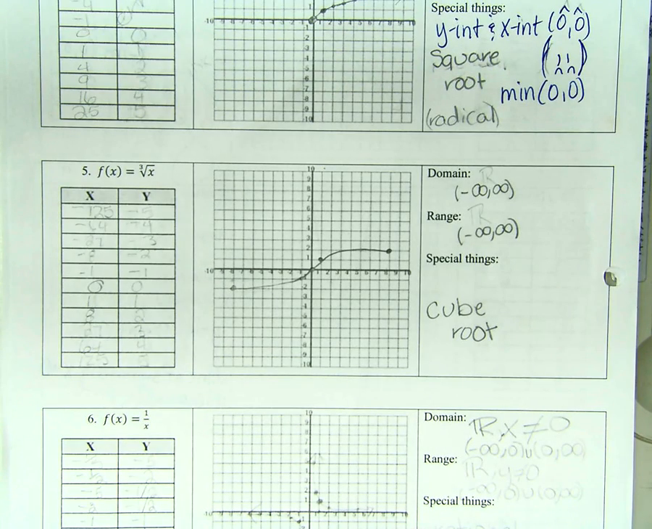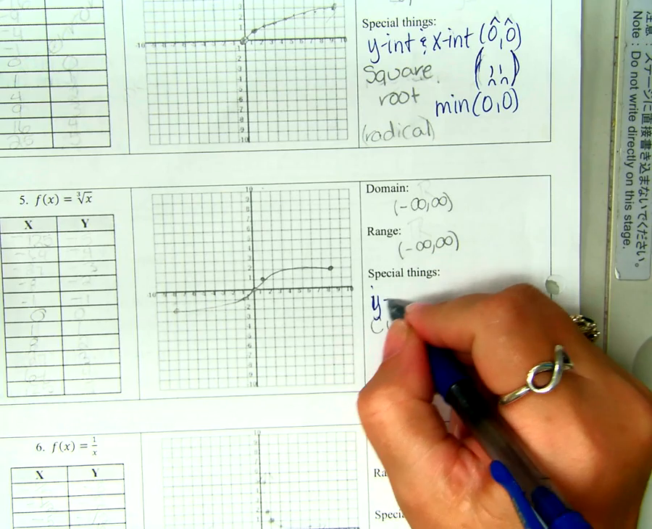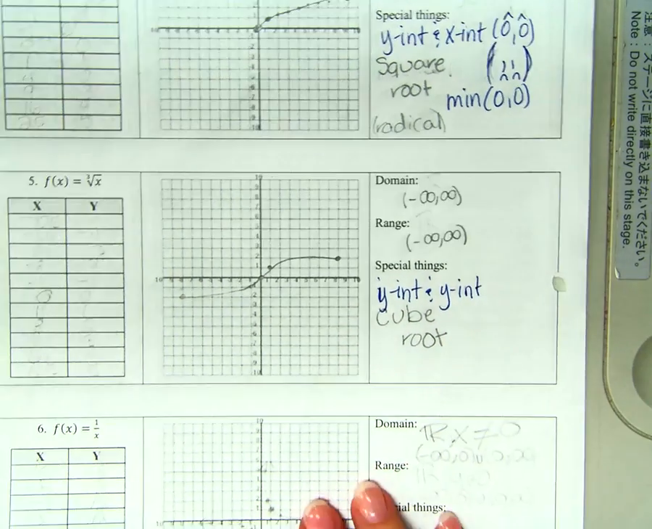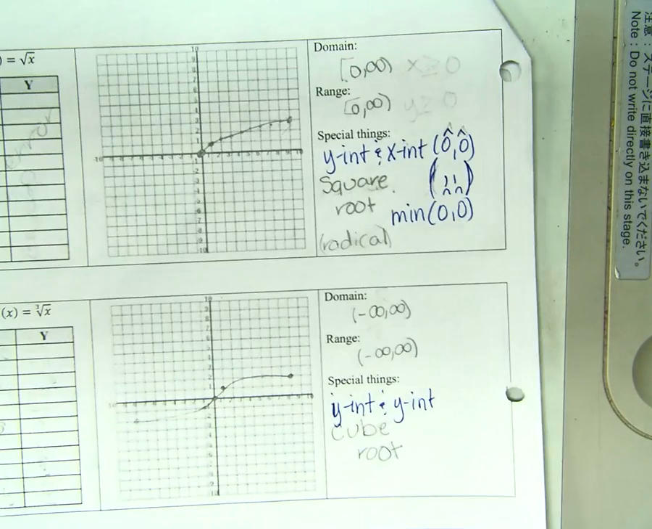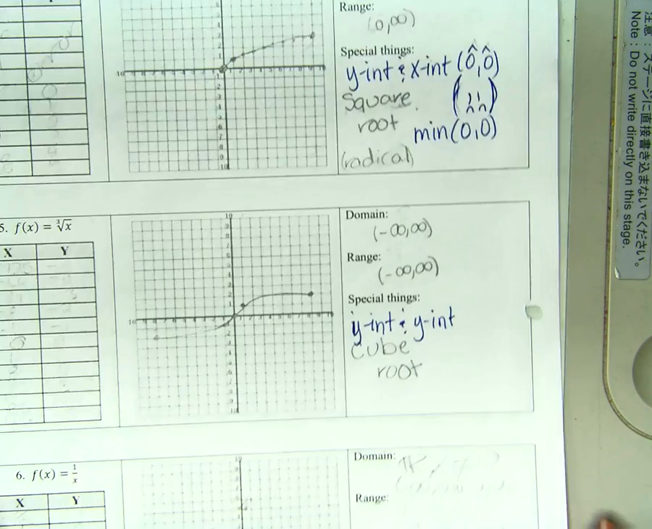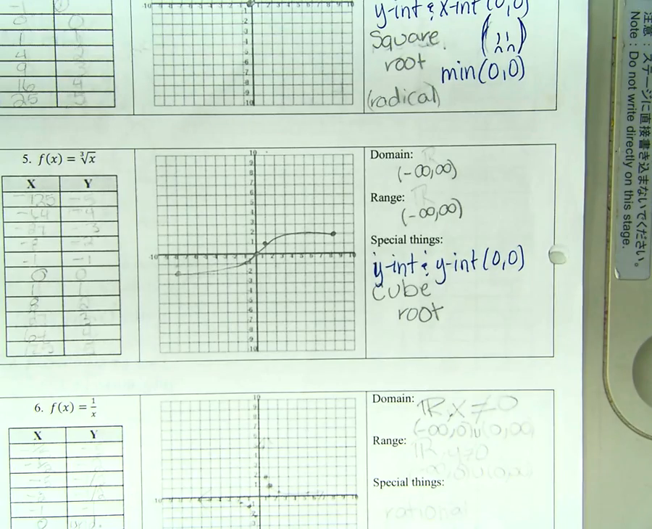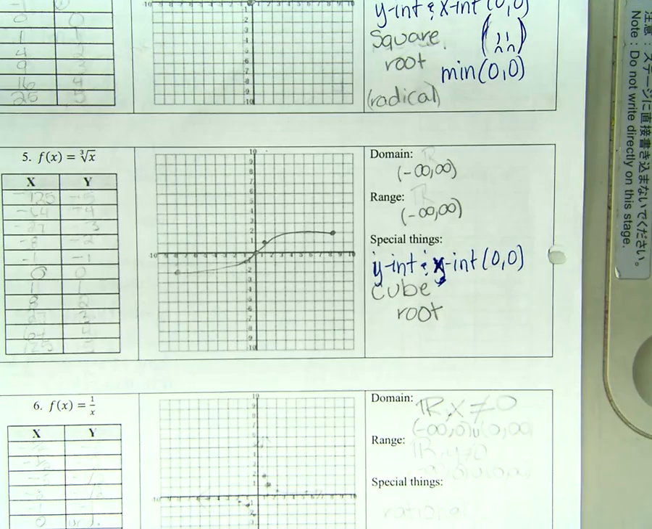Cube root functions. X and Y intercepts. 0, 0. I'm seeing a pattern. So should I just write that on all the rest of them? No. Well, you just said they're all that way. So far. Okay. 0, 0. X and Y intercepts. Okay.